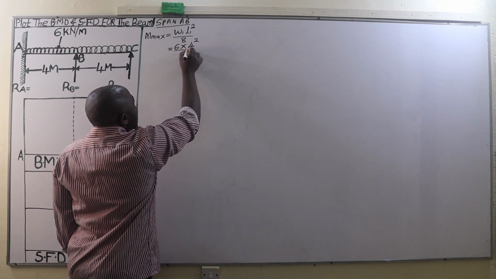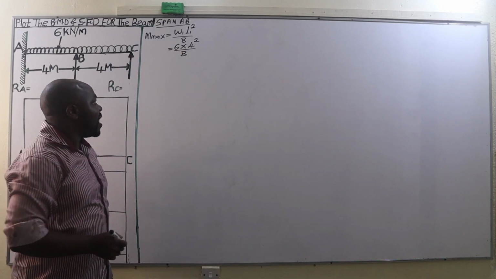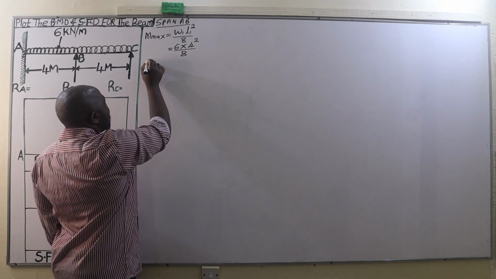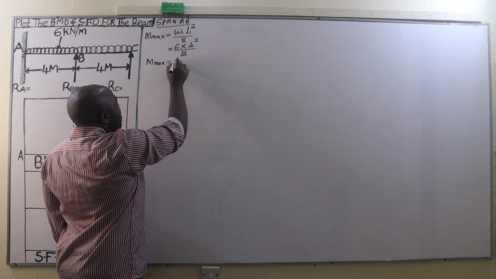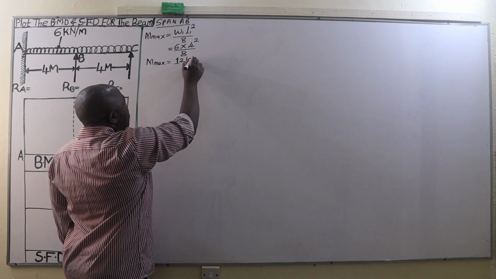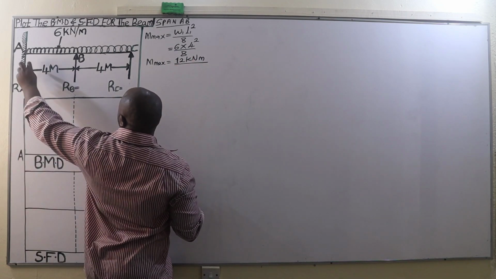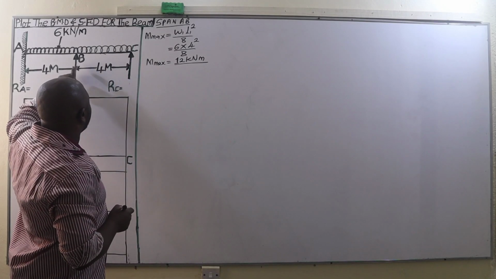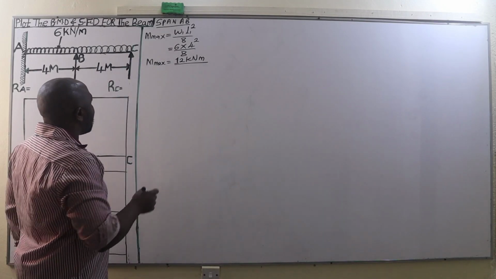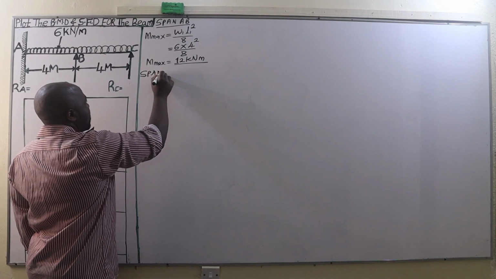We square it and then we divide that by 8, and when we do so we are going to get a maximum bending moment of 12 kilonewton meters. So that is the maximum bending moment between the span A, B. Likewise, the maximum bending moment between the span B, C will be given as follows.